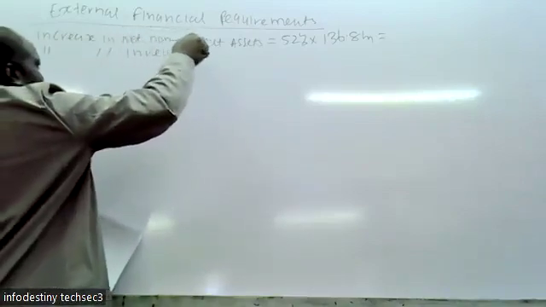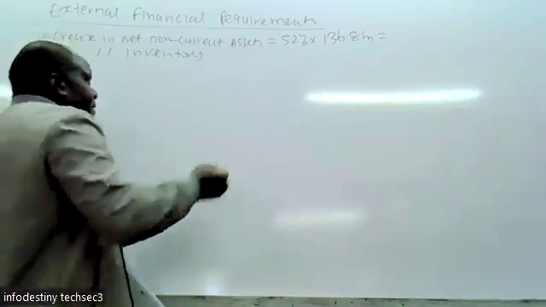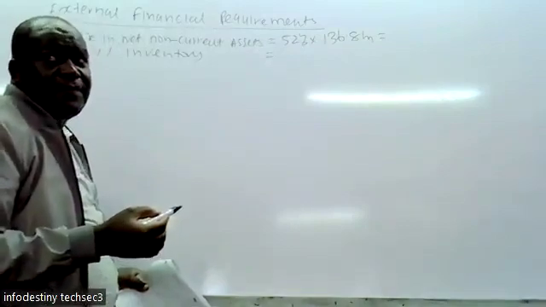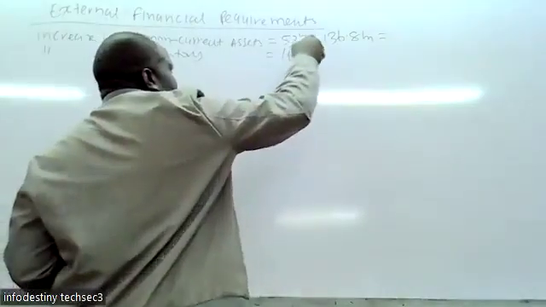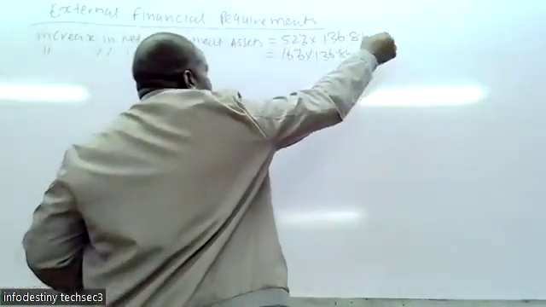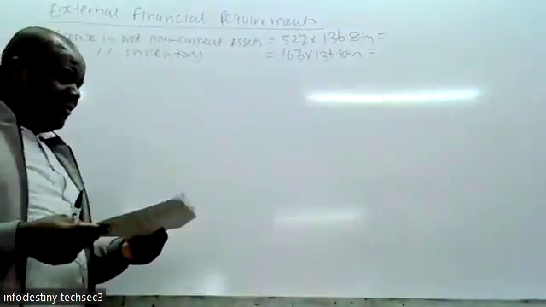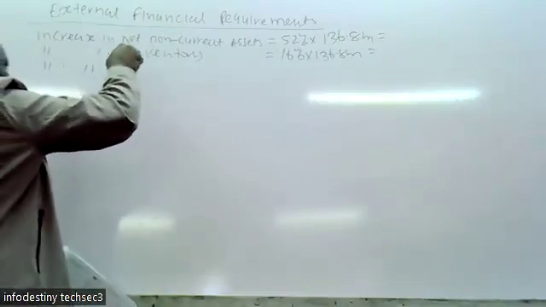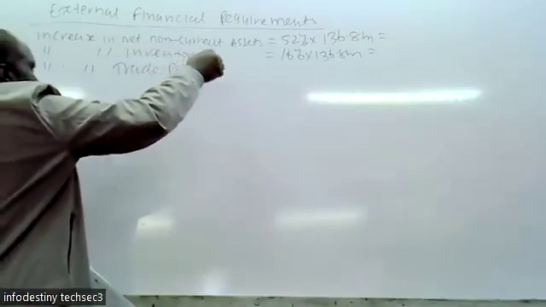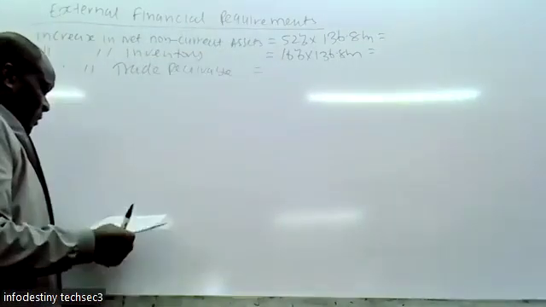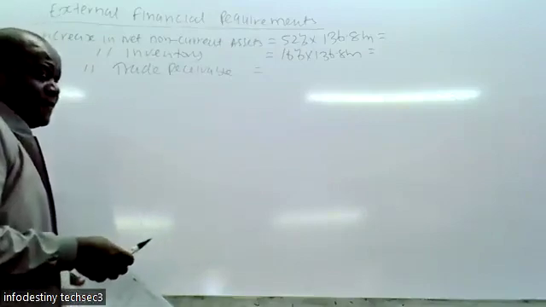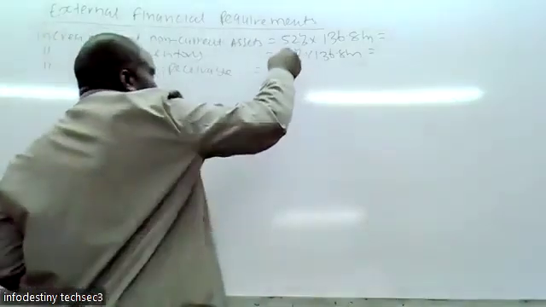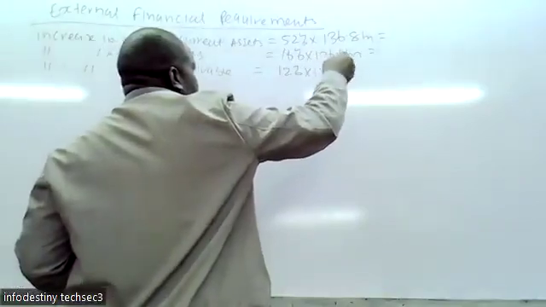Increase in the inventory. So increase in the inventory, it was which percent? Exactly 16% of 136.8. The next one will be increase in the trade receivable. So trade receivable, it was what percent? 12%. So you get 12% of 136.8.